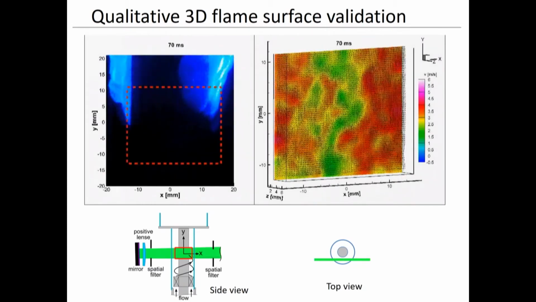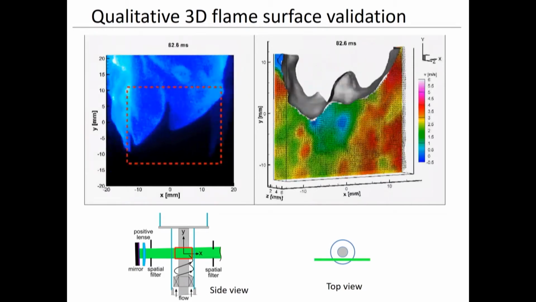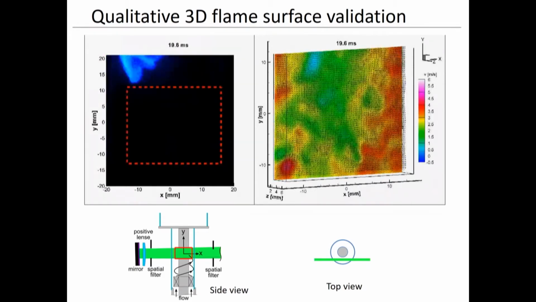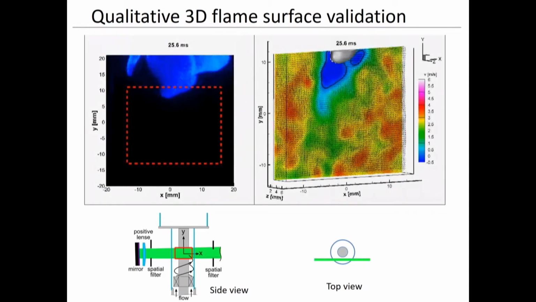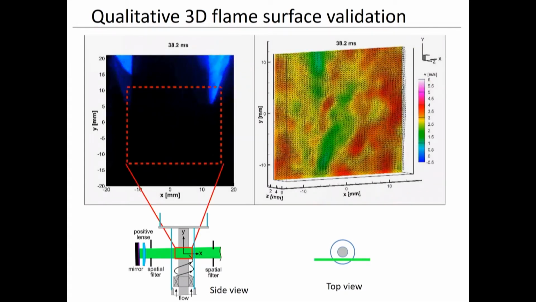It looks pretty close to what we're seeing in the luminosity. And one thing that's kind of interesting is you see these negative axial velocity regions here, and we actually have the full three-dimensional vector field. So we can actually say what's going on, and I'll have more to say about that in a second.